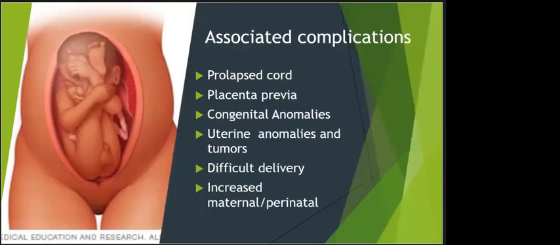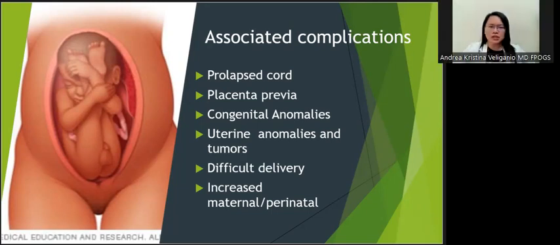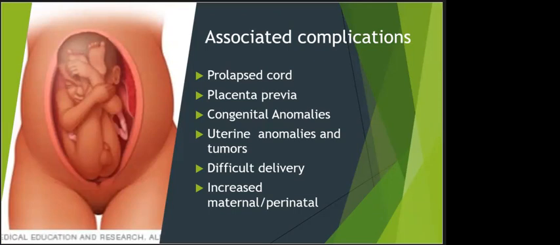What are the associated complications when you talk about breech? When you have a case of a breech, you might encounter cord prolapse. Because there's breech, there might be placenta previa. There might be congenital anomalies. There might be uterine anomalies. And so you will have difficulty with delivery, and there would be increased maternal and perinatal mortality and morbidity with breech presentation.